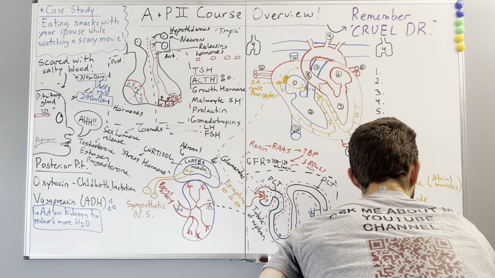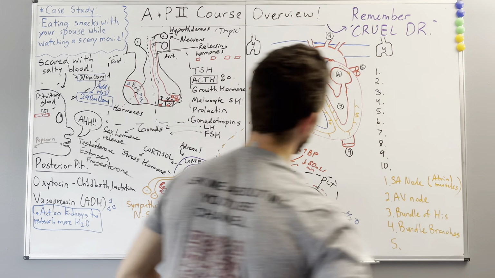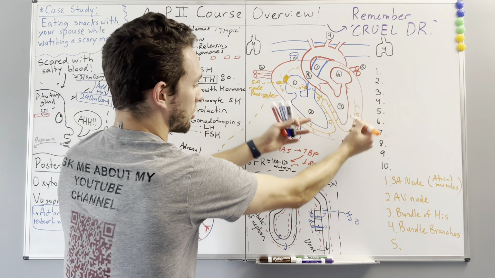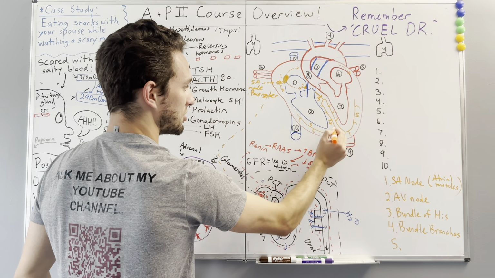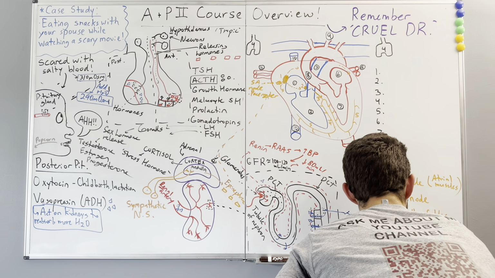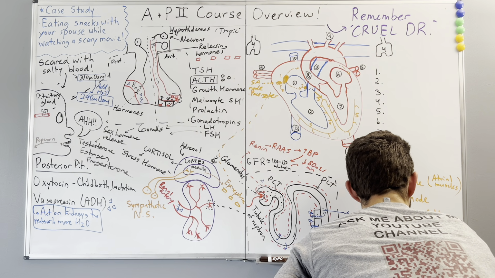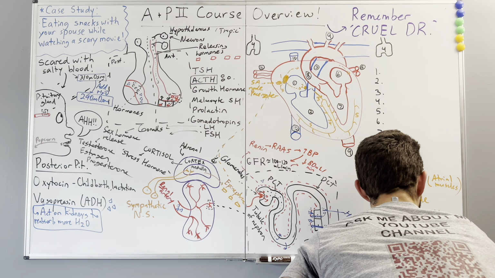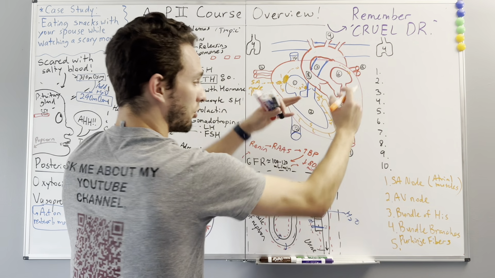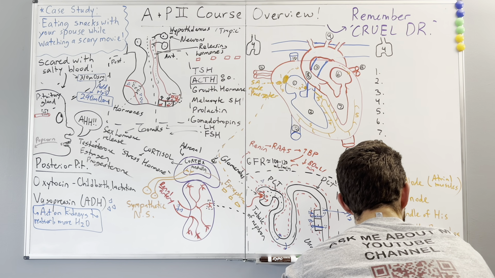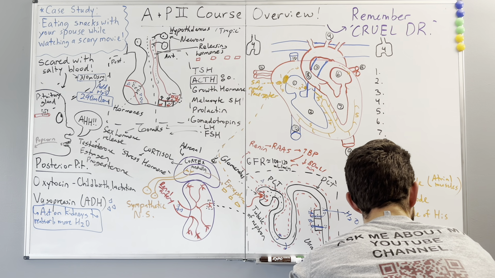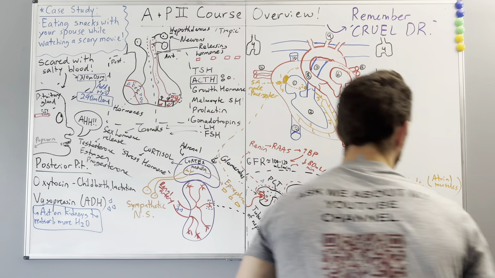Bundle branches, because they're branching off. And finally, we're entering into the ventricles here on this side, and it's going to be via the Purkinje fibers, these last sections. So the Purkinje fibers will then trigger action potentials in the ventricles, so the ventricles contract. So I'm going to jot that down here. So ventricle muscle, or ventricular muscle, will then contract.